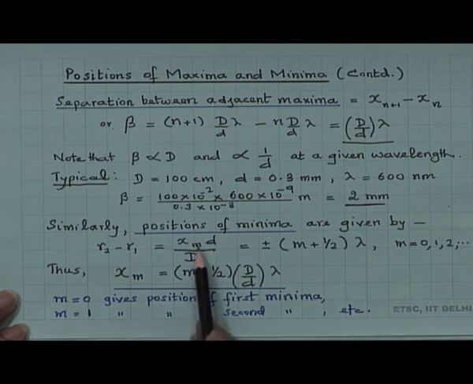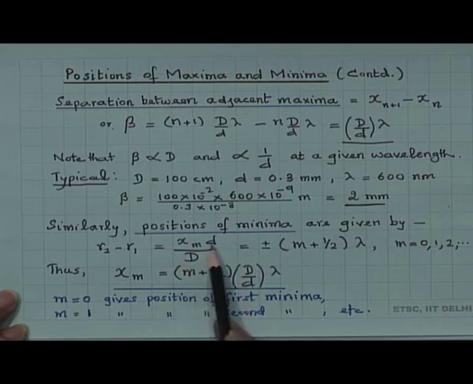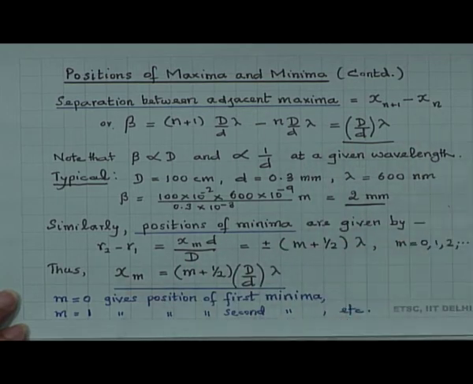Similarly, the position of minima are given by R2 minus R1 is equal to x_m d by D, which is equal to plus minus (m plus half) lambda. Now instead of n I have used m because this is for minima, m standing for minima. You could as well use n, but I have just used m to make a difference between the positions of the maxima and minima. So, m is equal to 0, 1, 2, etc.